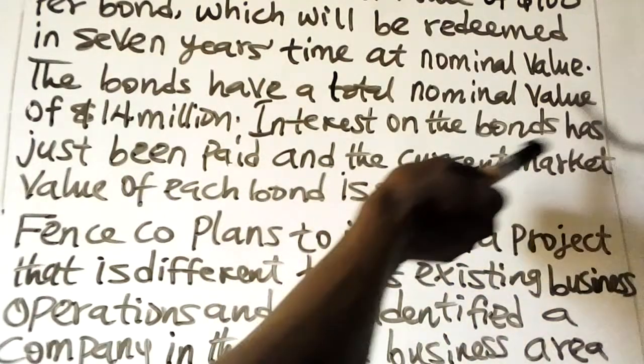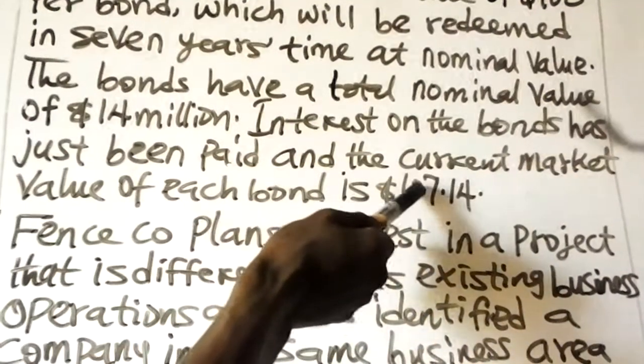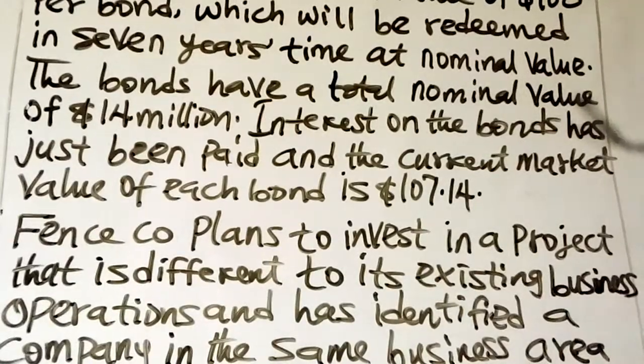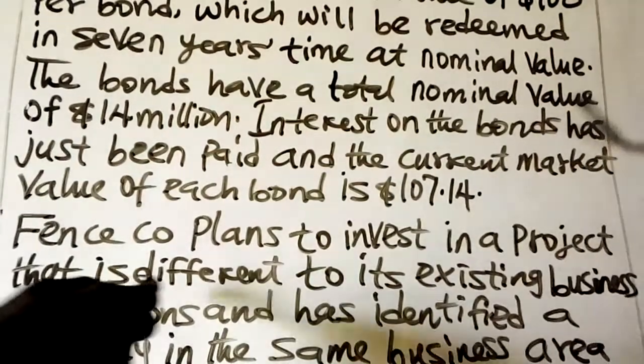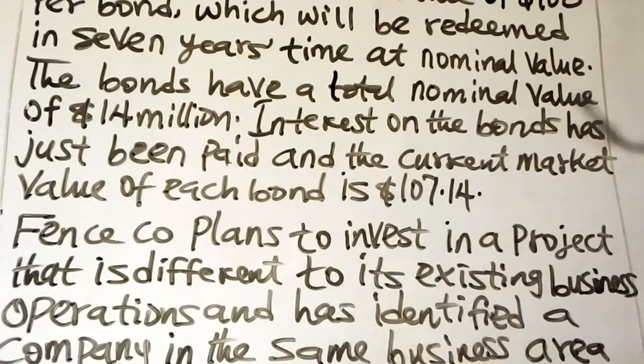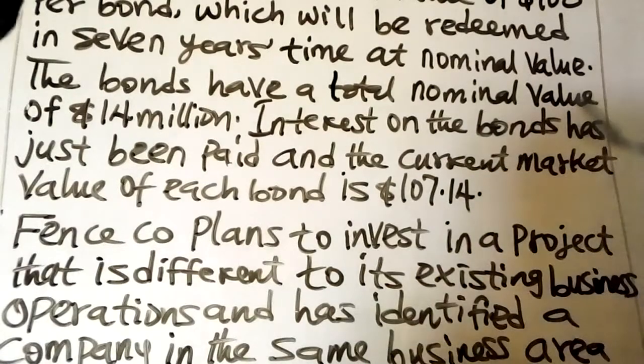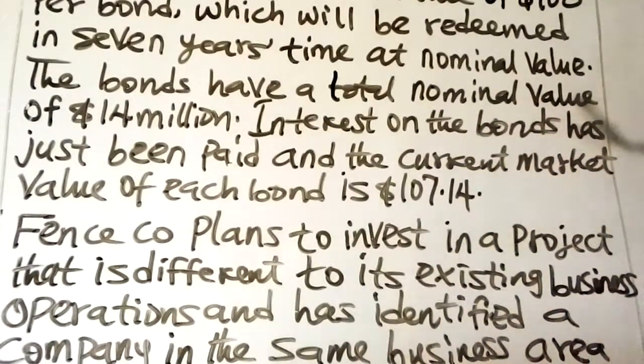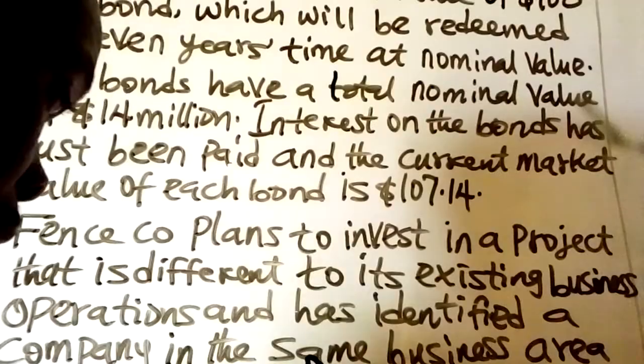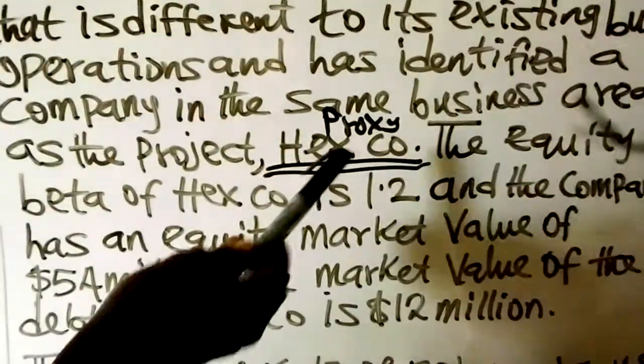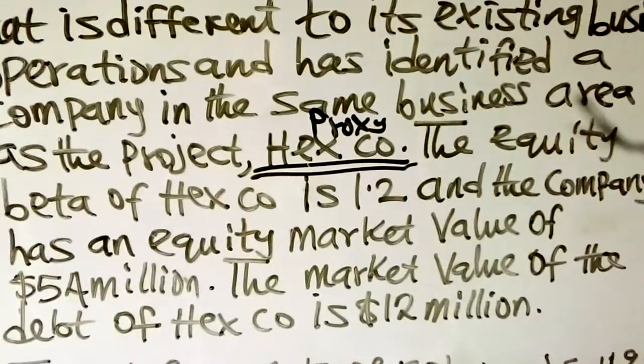And the current market value of each bond is $107.14. FENSCO plans to invest in a project that is different to its existing business operations and has identified a company in the same business area as the project, HESCO. That is to show that HESCO is a proxy company. So now to determine the cost of capital, we say HESCO is a proxy company.